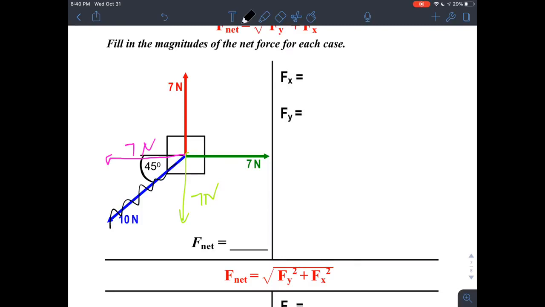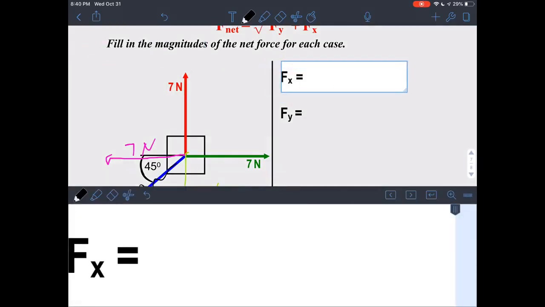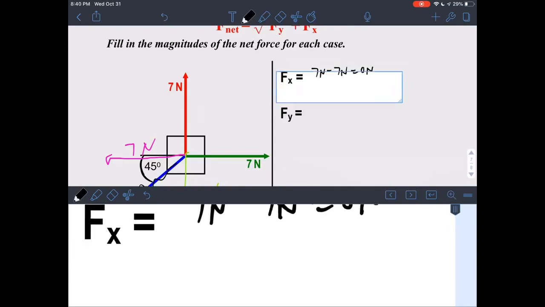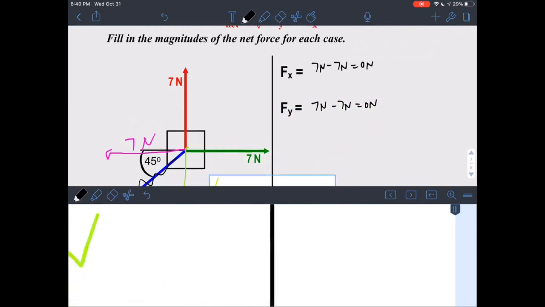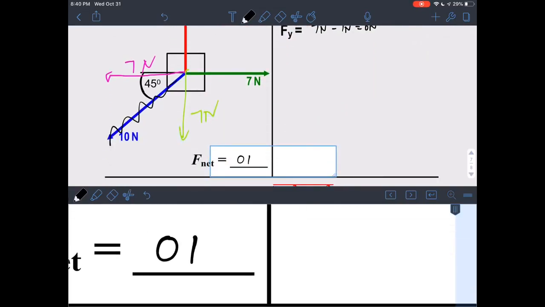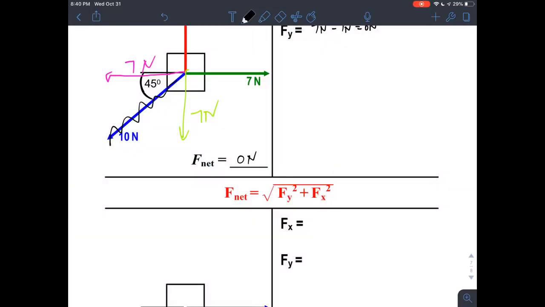So now if we isolate these forces and add them all up, our Fx is going to be our 7 newtons left minus our 7 newtons right, which is equivalent to 0 newtons. And then our vertical is going to be 7 newtons up minus 7 newtons down, which is also 0 newtons. So in total, we have a net force of 0 newtons, and this object would be in equilibrium.